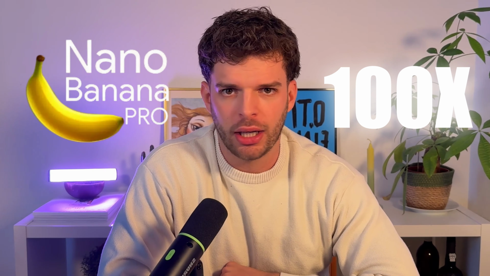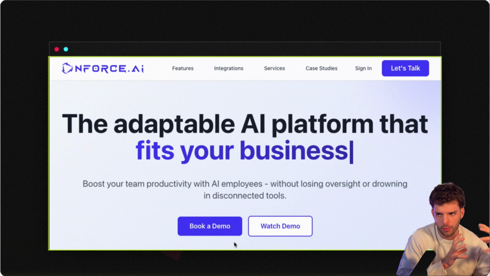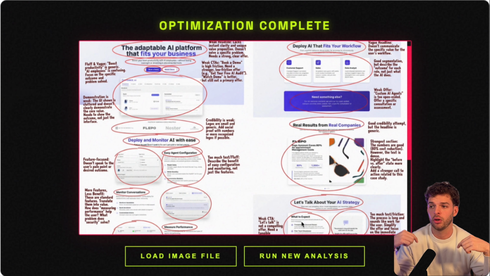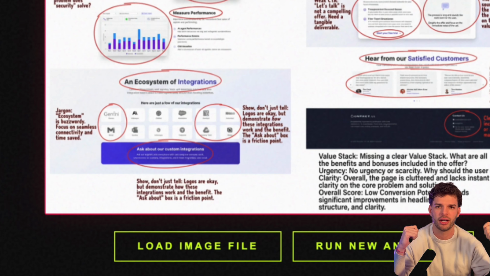Nano Banana Pro just dropped and it's 100 times stronger than any other image model. But today I'm not showing you 20 generic use cases you'll never touch. Instead, I'm using it to optimize landing page conversion at scale. You drop a URL and get a visual audit to boost your conversion rate. In this video, I'll teach you how to build it, what results to expect, and 3 ways to monetize this agent.